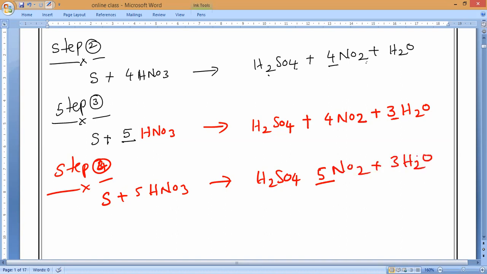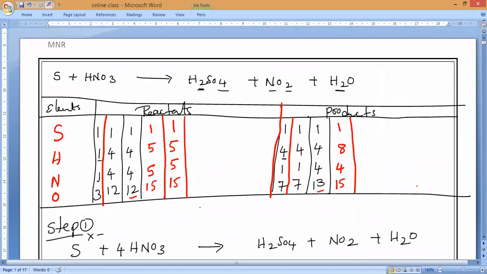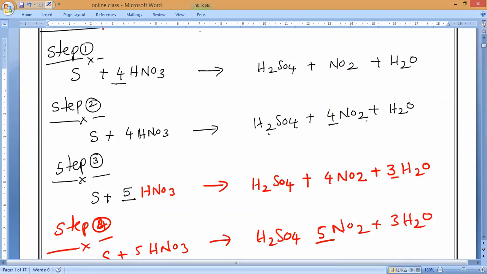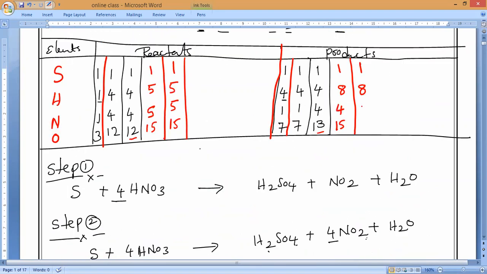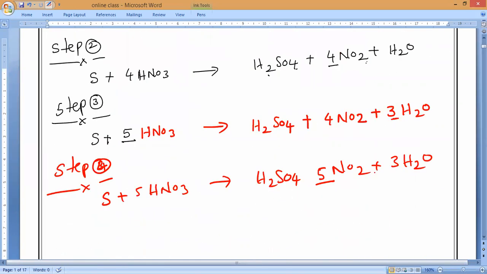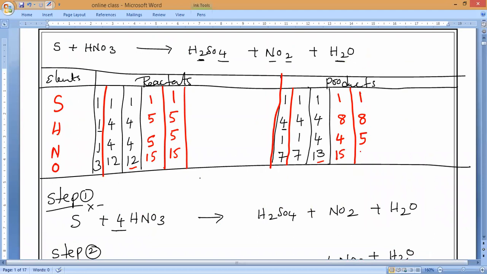So now you can see, number of hydrogens how many? 2 plus 3 twos are 6, no change in it, so 8. Sulfur also no change. But nitrogen becomes how many? 5. Oxygen how many? Count it. 5 twos are 10, 10 plus 4, 14 plus 3, 17. So I tried to balance nitrogen, but again oxygen becomes imbalanced.